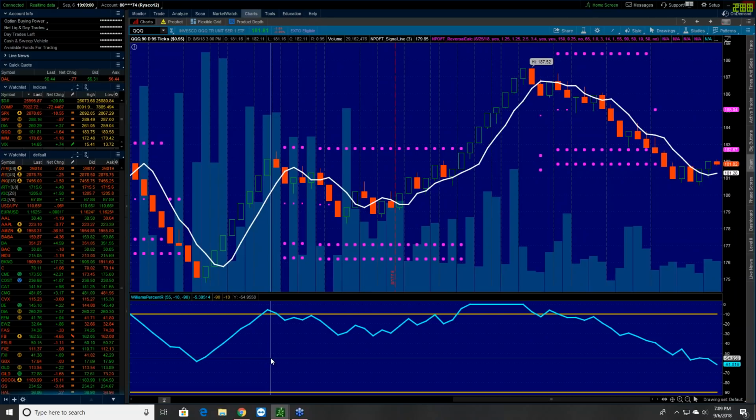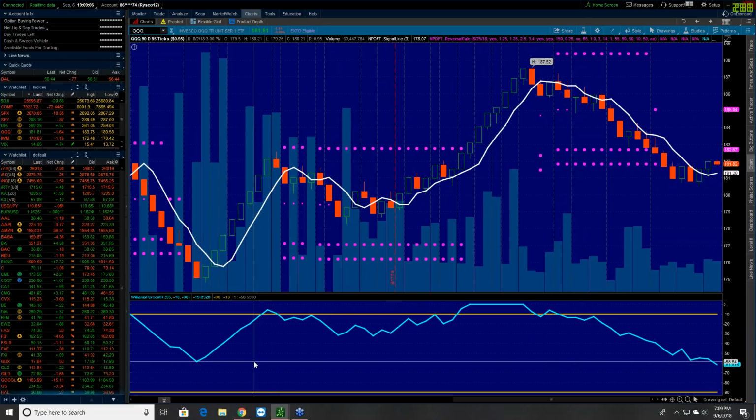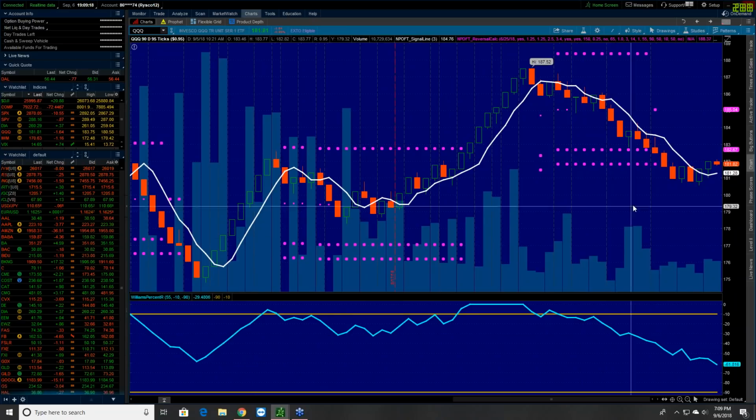The range-based charts, on the other hand, have absolutely nothing to do with time. This is a range chart of 95 cents on QQQ. That means every candle represents 95 cents of price action from high to low. If we have an active day like we had today, well, you can see over on the right-hand side of the chart, we actually had 8 candles print today.